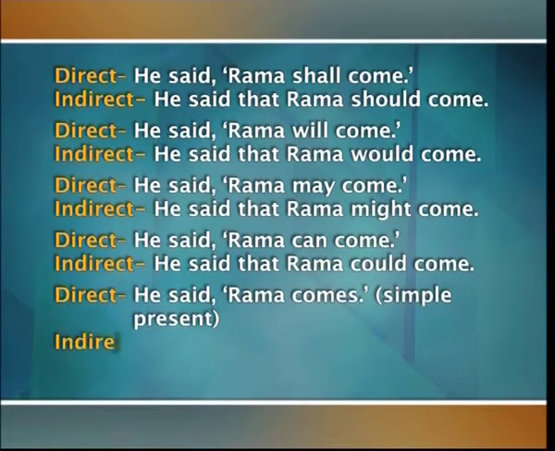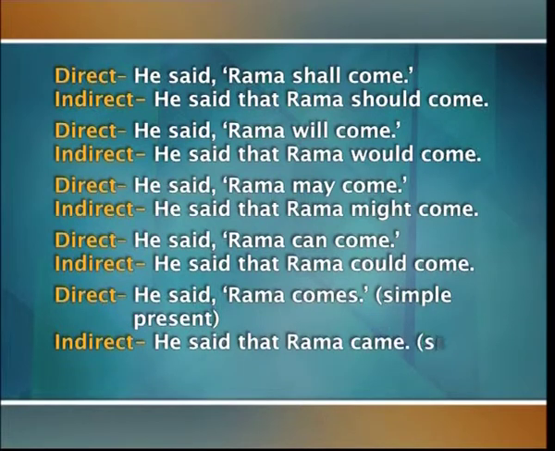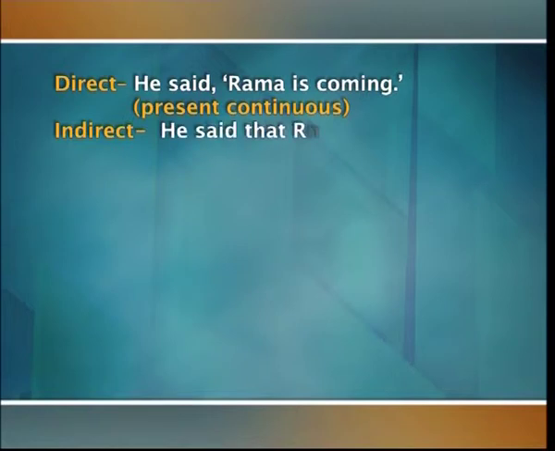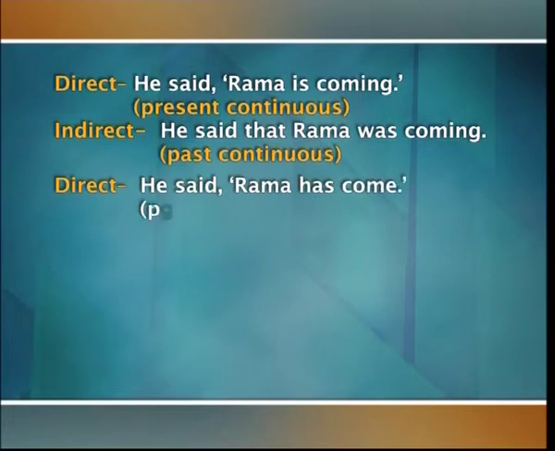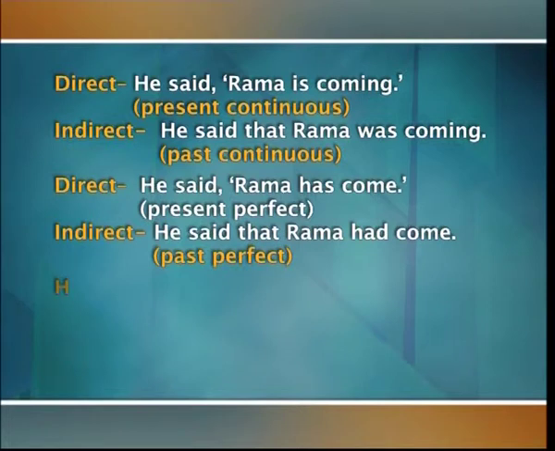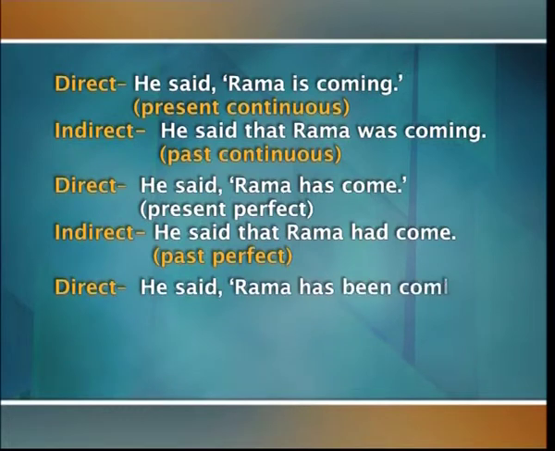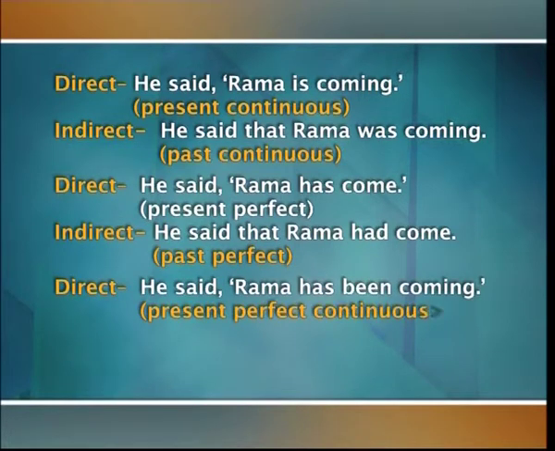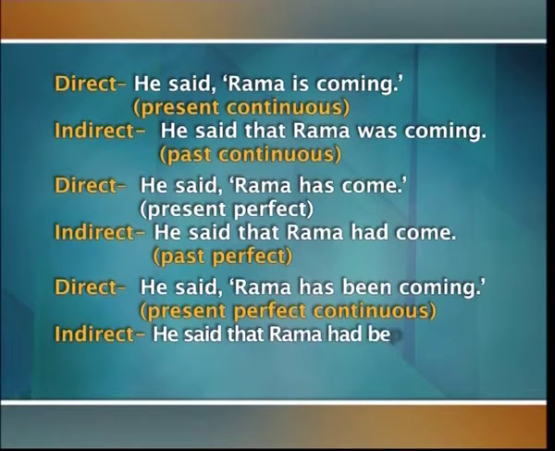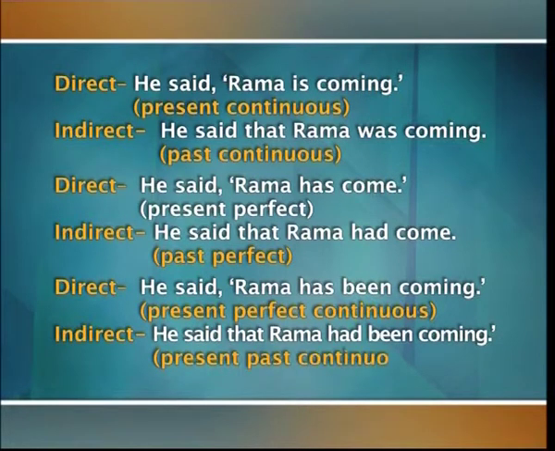Direct, he said, Ram comes, which is simple present. Indirect, he said that Ram came, simple past. Direct, he said, Ram is coming, present continuous. Indirect, he said that Ram was coming, past continuous. Direct, he said, Ram has come, present perfect. Indirect, he said that Ram had come, past perfect. Direct, he said, Ram has been coming, present perfect continuous. Indirect, he said that Ram had been coming, past perfect continuous.